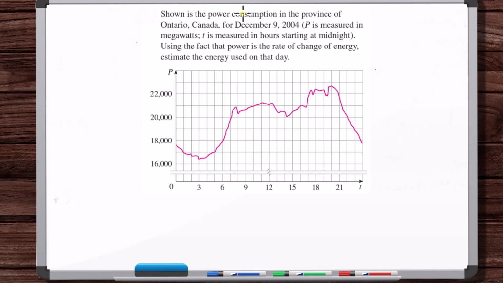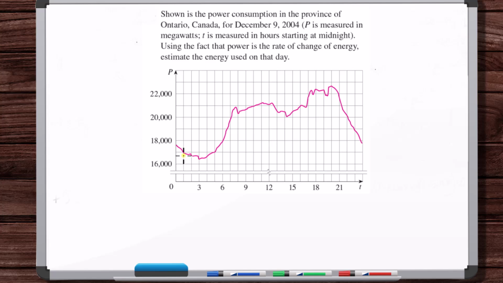All right, shown is the power consumption in the province of Ontario, Canada for December 9th, 2004. P is measured in megawatts, T is measured in hours starting at midnight. Okay, using the fact that power is the rate of change of energy, estimate the energy used on that day. So it's the power usage. We're at midnight on December 9th, 2004. The day has just started, and each tick mark is a certain number of hours past midnight, and this represents the power consumption in Ontario, Canada.